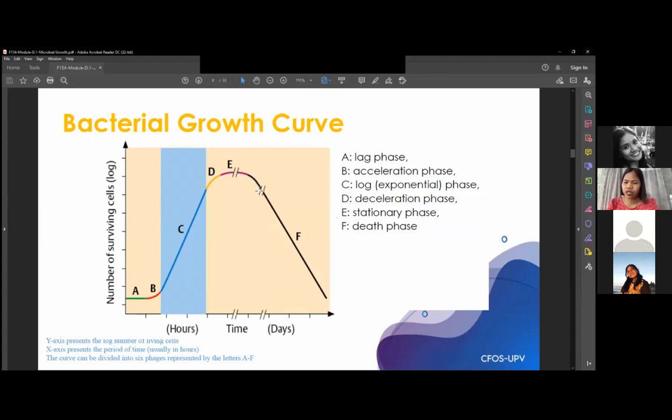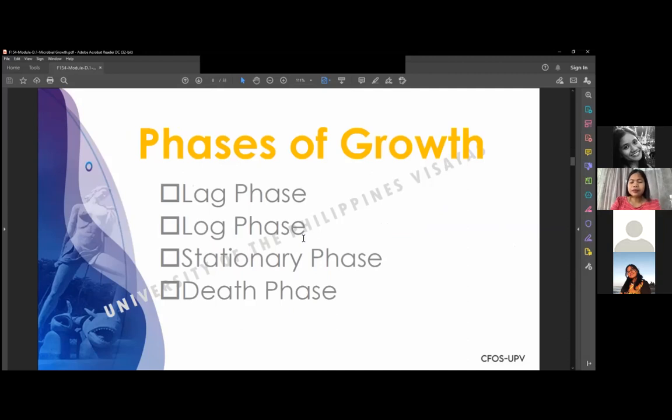In this portion here, the F, which represents the death phase, implies that the nutrients in the media were already exhausted and the microorganisms are already competing with whatever available nutrients yung natira dun sa media. So there will now be a rapid decline in number of the microorganisms. Ayan, next slide please.